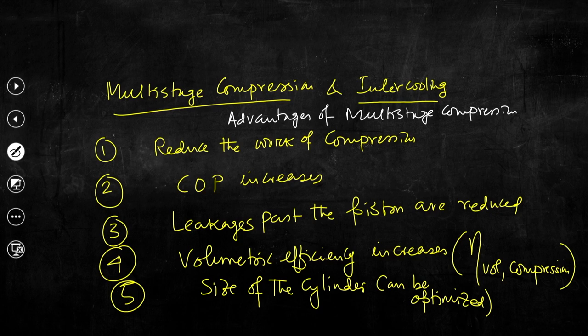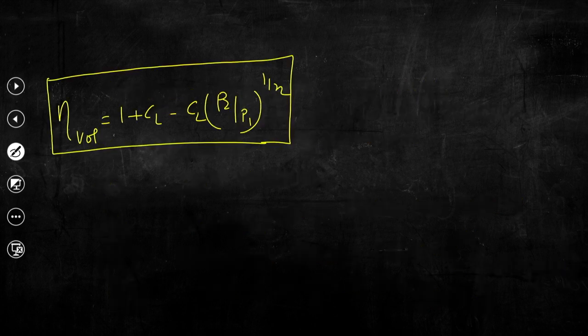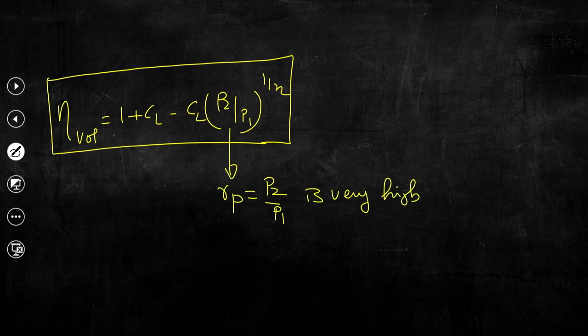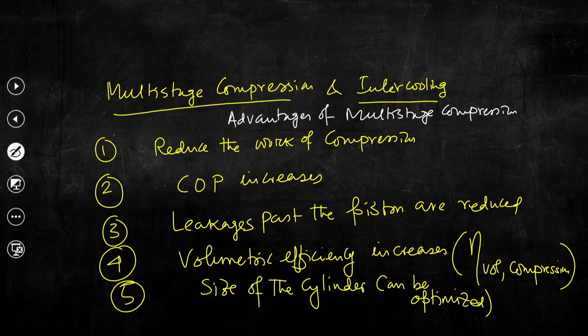See, a few minutes back we discussed that volumetric efficiency is a function of pressure ratio. If this pressure ratio Rp equal to P2 by P1 is very high, then volumetric efficiency will reduce, but if we use multistage compression instead, then volumetric efficiency will increase, otherwise it will reduce. Again I am telling you, we need a higher compression ratio, that is, P2 would be more.